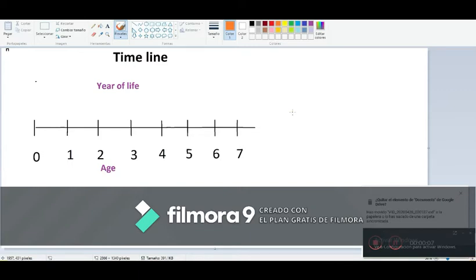Today we're going to start to understand how to read centuries. When you were born, you were 0 years old. The entire time you were in your first year of life. This is your first year of life.